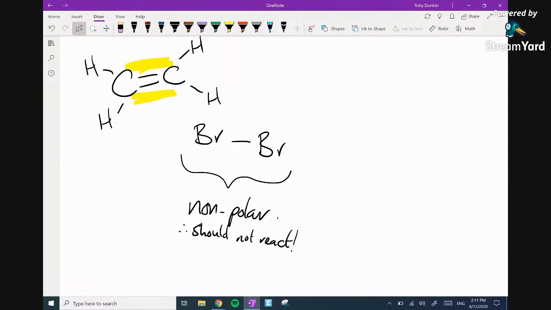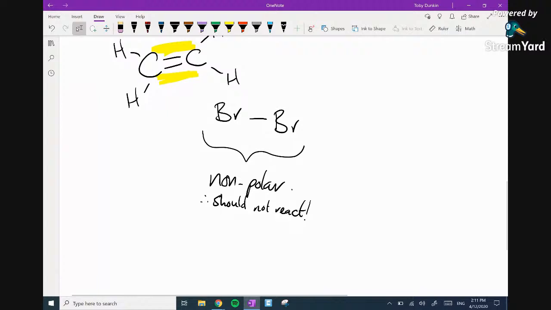I wouldn't say vigorously. It's not like a huge exothermic reaction. It's not violent. It just happens relatively briskly. It takes only a few seconds and you'll see it disappear. It should not react, but it does.